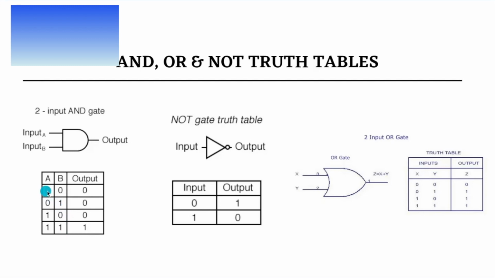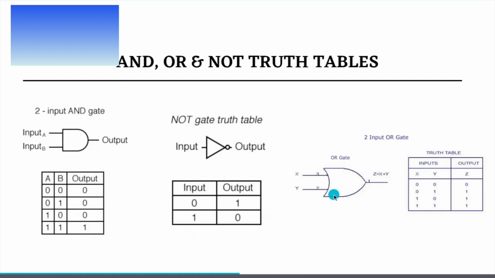If we multiply 0 and 0, the output will be 0. If we multiply 0 and 1, the output will be 0. If we multiply 1 and 0, the output will be 0. And if we multiply 1 and 1, then the output will be 1. This is basically a multiplication operation. So the AND gate basically does a multiplication operation.